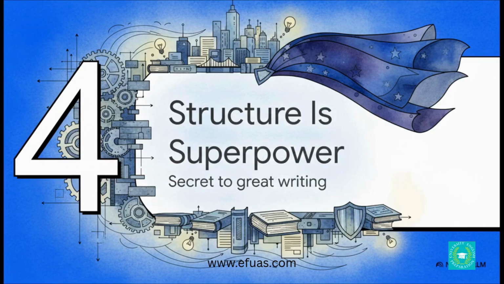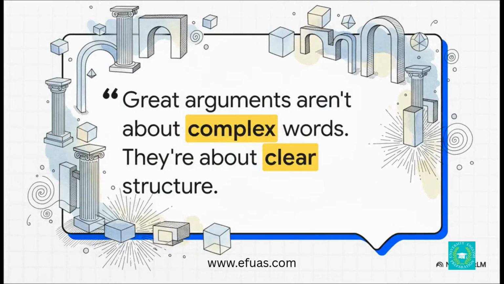So, if there's one thing to take away from all this, it's this. The secret to clear, persuasive writing isn't about using fancy words or overly complicated sentences. It's about having a clear and logical structure. Structure is your superpower. Please remember this. Great arguments are not about complex words. They are about clear structure. When your ideas are organized well, they have so much more power and impact.